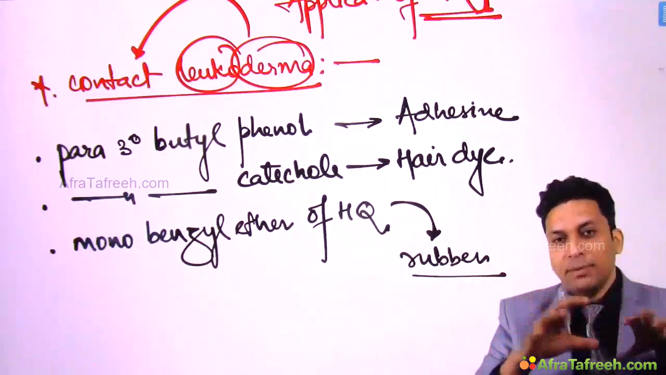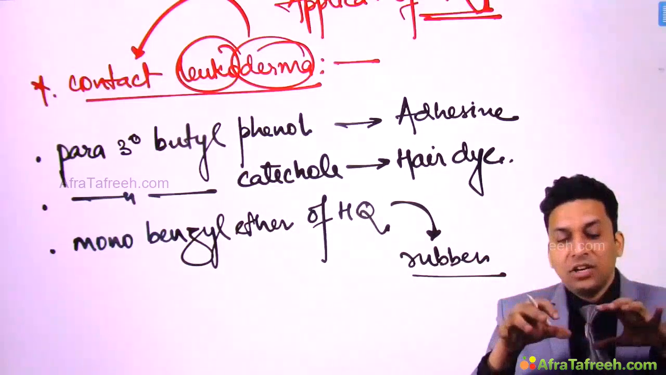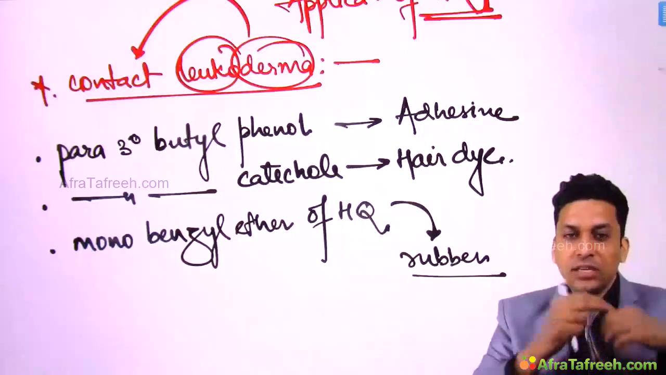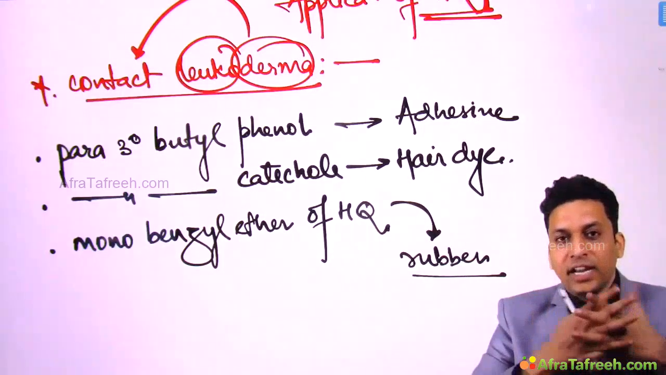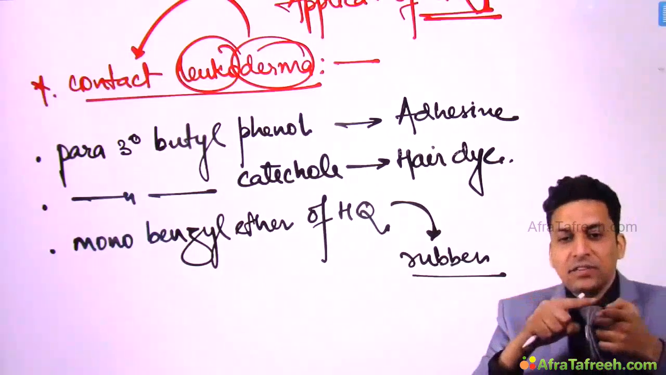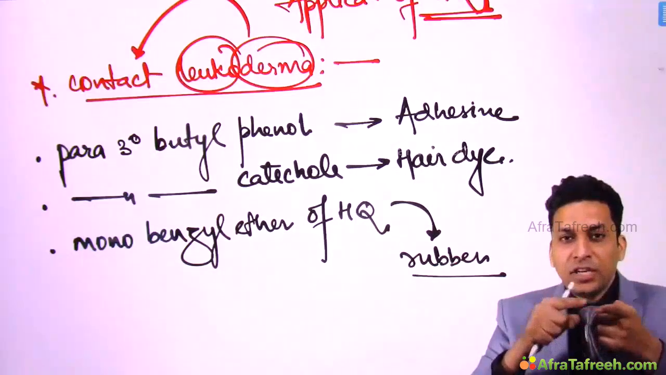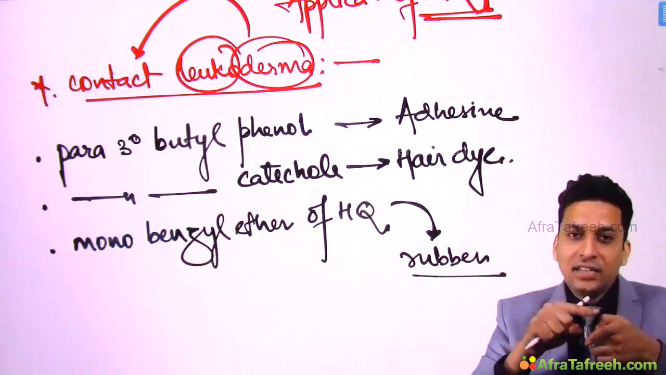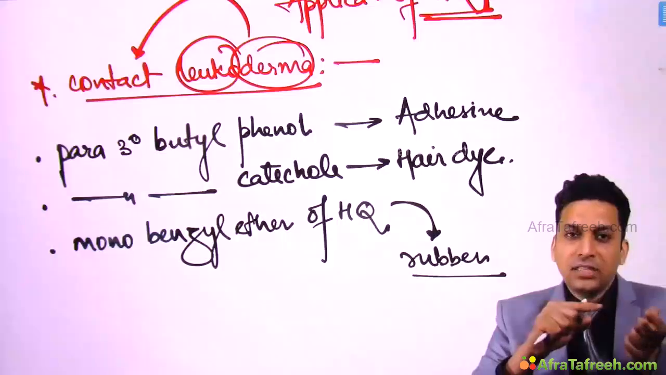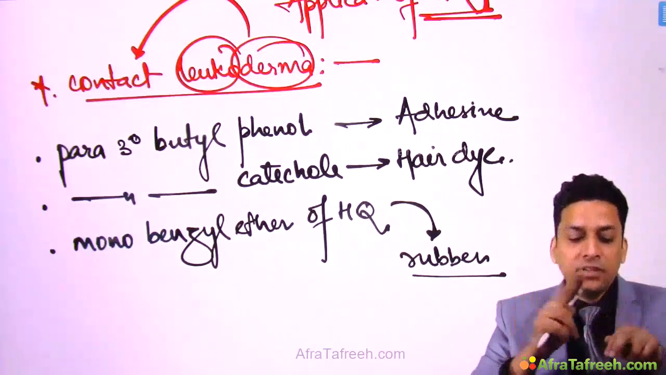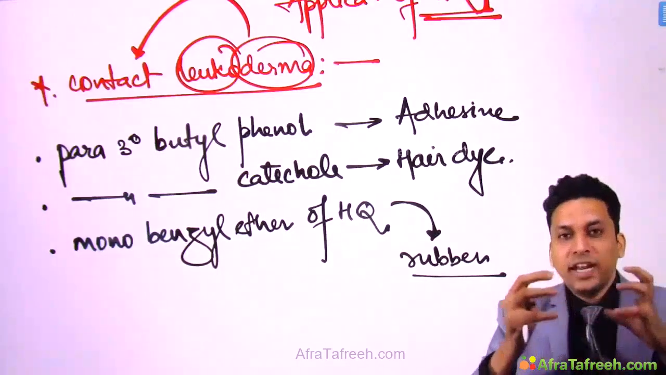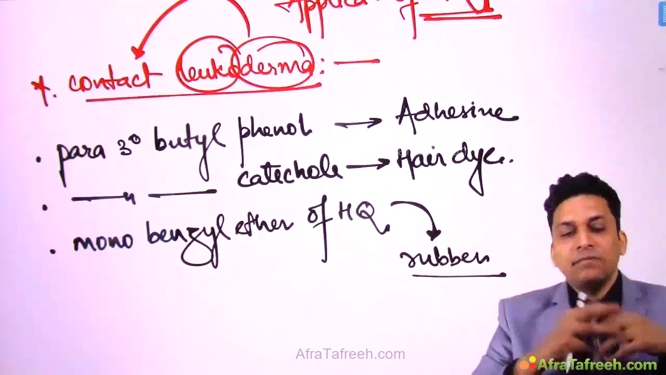Hydroquinone, you already know, is a depigmenting agent, and this monobenzyl ether of hydroquinone is so potent a depigmenting agent that wherever this is applied over the skin, that portion of the skin becomes white. So it can lead to contact leukoderma. Now these chemicals are present in things like adhesive, hair dye, and rubber. Sometimes the patient applies adhesive and at that site the skin becomes white. Patient applies hair dye and where the hair dye comes in contact with the skin, that portion becomes white. Or wherever the rubber comes in contact, that portion becomes white. So this is known as contact leukoderma. These are the things and the chemicals which can lead to it.